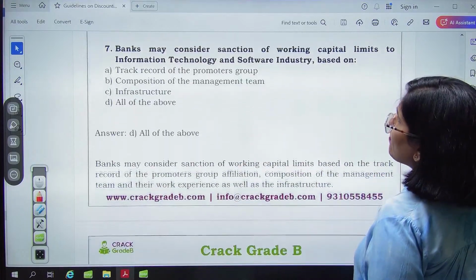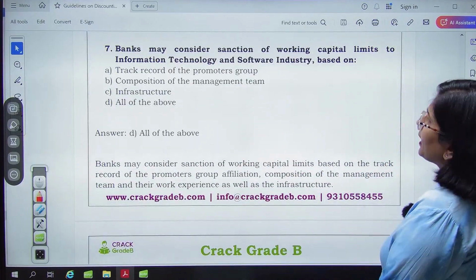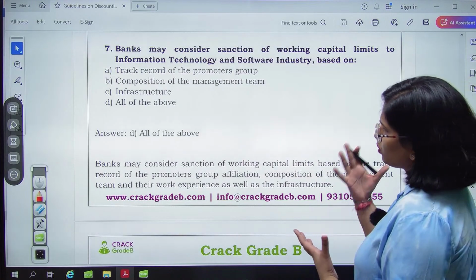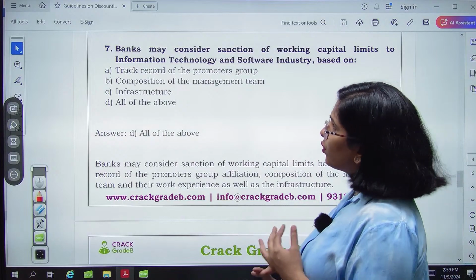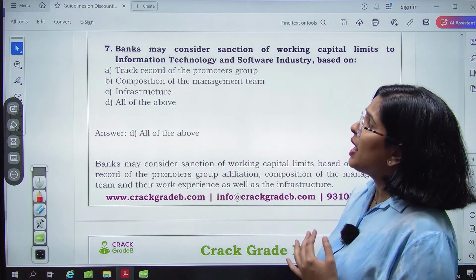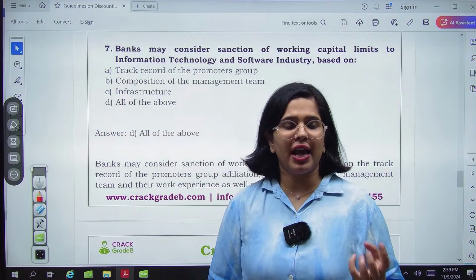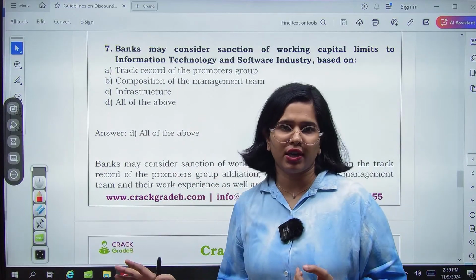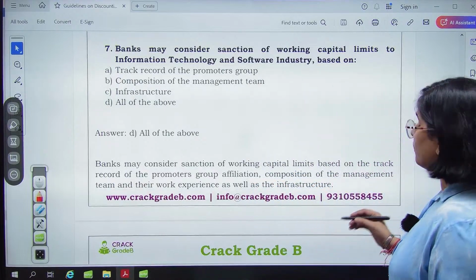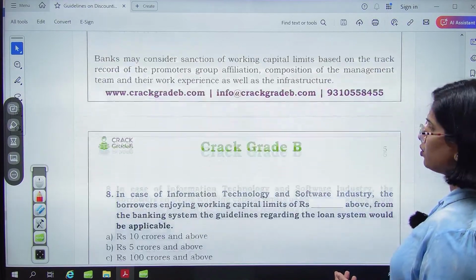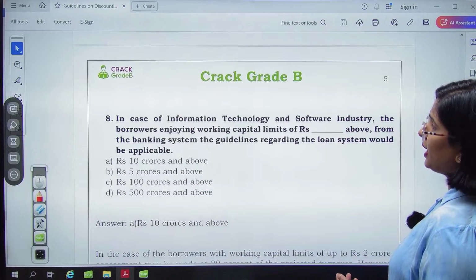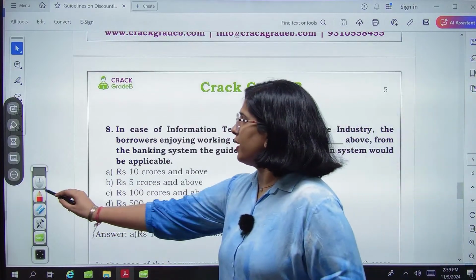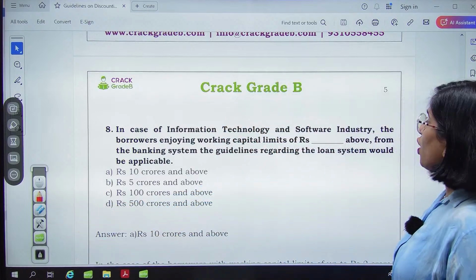Now next we have: banks may consider sanction of working capital limits to IT and software industries on the basis of what? So generic guidelines हैं, promoter group का track record कैसा है, management team का composition as well as the infrastructure का composition. These are all the things that you have to consider before giving the working capital finance to the IT companies.